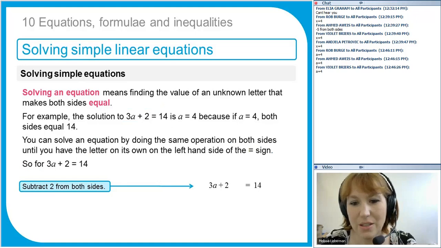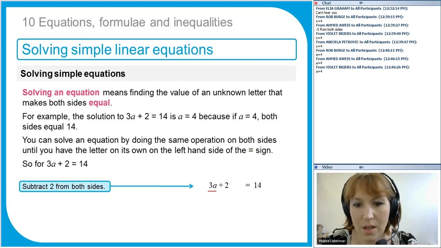So the first step is to subtract 2 from both sides. And the reason I'm subtracting 2 from both sides first is because I'm trying to get the a on its own. So the object is to get a on its own on this side and to get the number, whatever the answer is, on this side.